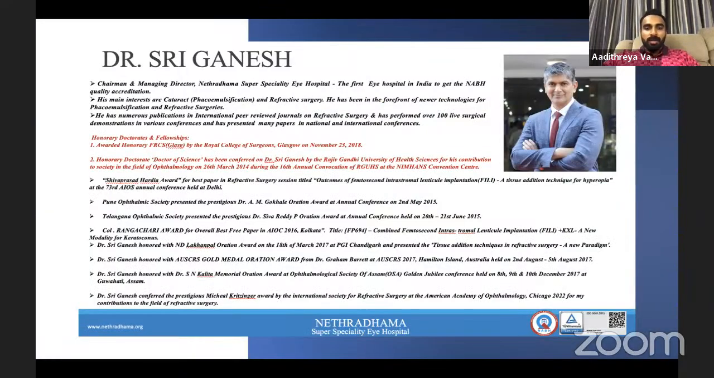With that, it's my pleasure now to introduce Dr. Sri Ganesh sir. Dr. Sri Ganesh sir is, of course, one of my personal idols in ophthalmology and a mentor to me as well. He is a chairman and managing director at Netradama Super Specialty Eye Hospital. I believe sir has about 10 branches now in and around Bangalore. He's a dynamic cataract and refractive surgeon, and he's been on the forefront of newer technologies for phaco and refractive surgery for the last few decades.